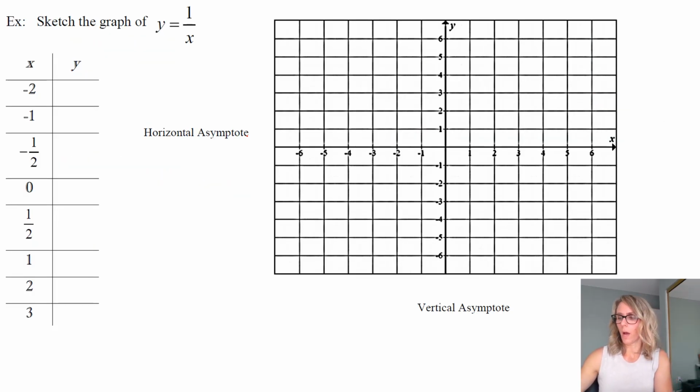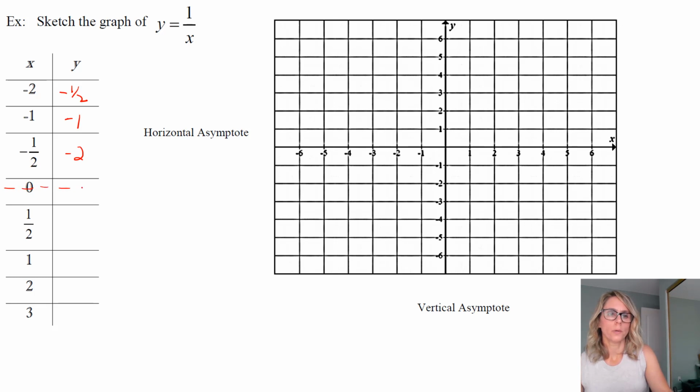Now I'll do the next one here. This is one of your most basic rational functions, 1 over x. And I want you to notice that it has both a horizontal and a vertical asymptote. We can plug in some values if you want to see what it looks like here. You can pause and put in these values and see what you get.